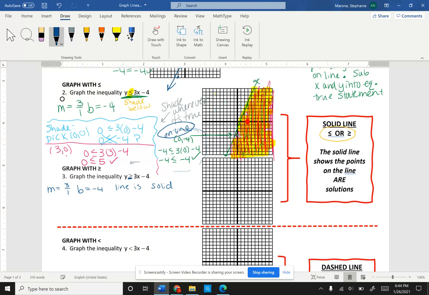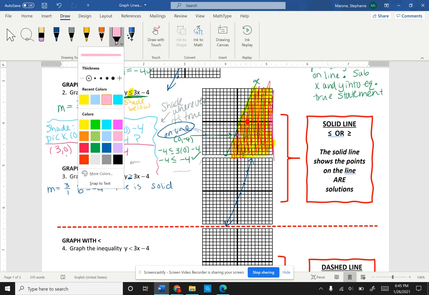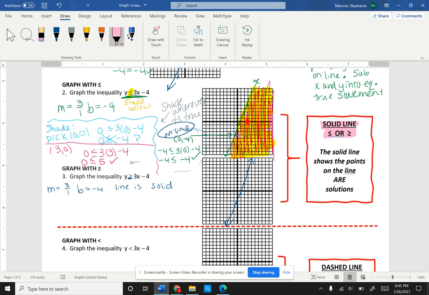So again, we graph the same line. And it's solid because it has that equal to symbol. A solid line is for less than or equal to or greater than or equal to, because the solid line shows the points on the line are solutions.